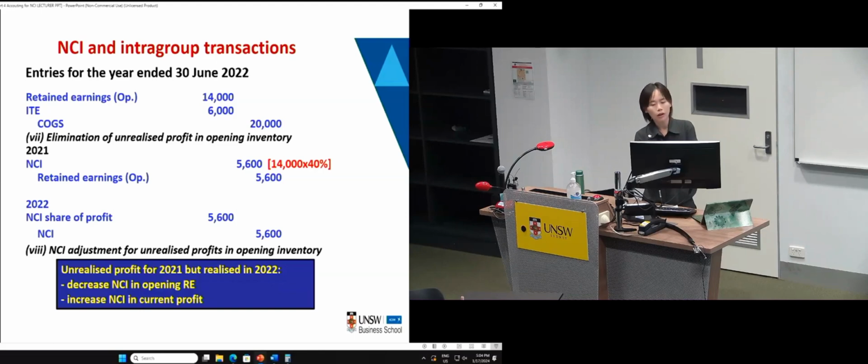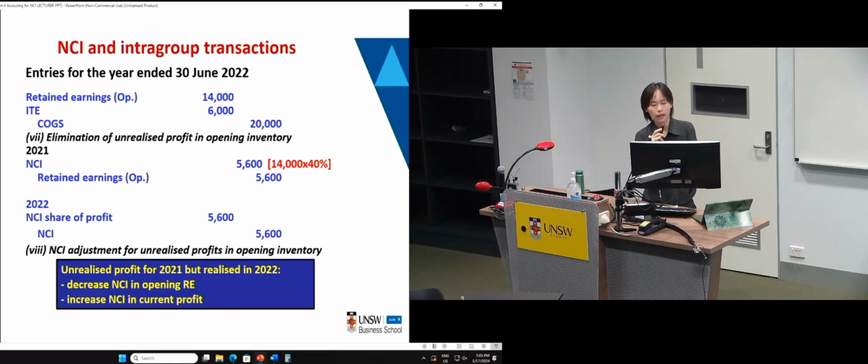Now, in the current year, when this inventory is sold to the outside party, the unrealized profit contained in opening retained earnings is realized in the current year. So when it's sold to the external party, the unrealized profit is now realized. You can see the current year after-tax profit increased by 14,000. The current year group after-tax profit increased by 14,000, okay? Now this is your elimination entries.